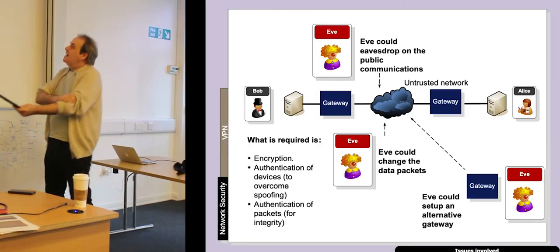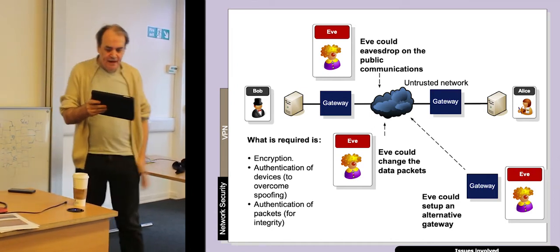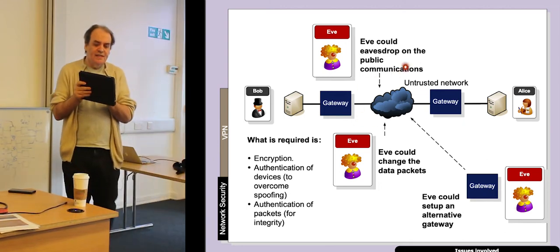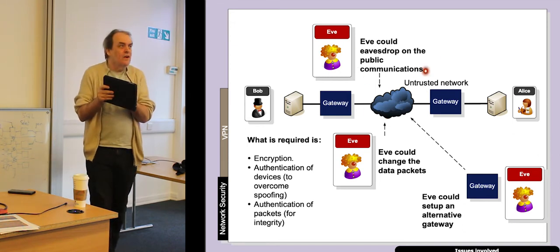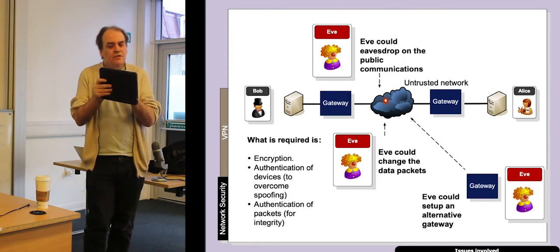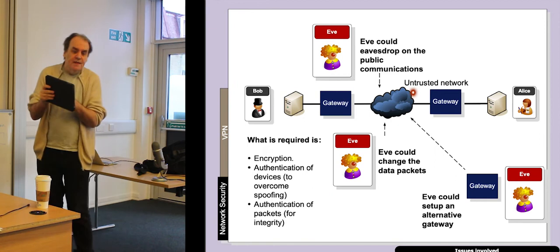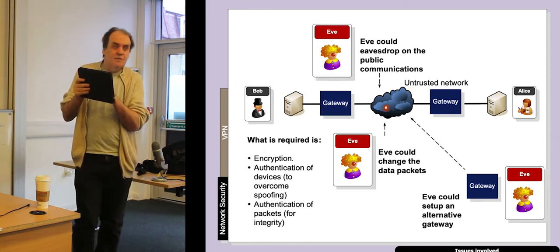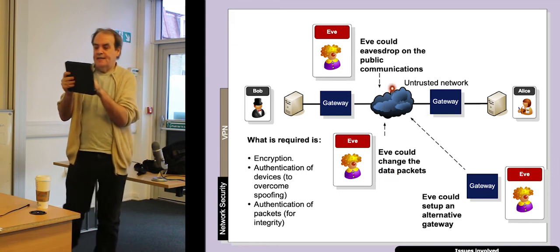Okay, so this is our generic outline of what a tunnel actually looks like. Unfortunately, we've got to go into an untrusted network somewhere. In fact, everything that we've got, even in our network, is untrusted. So the risks are that Eve will eavesdrop on the connection. Eve will set up a proxy for us. Smart firewalls will actually do that for you. Eve could change the packets.